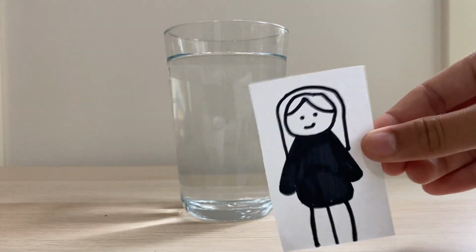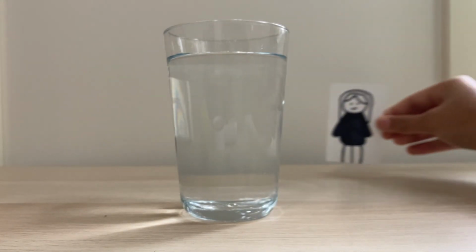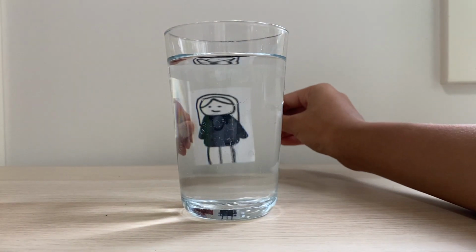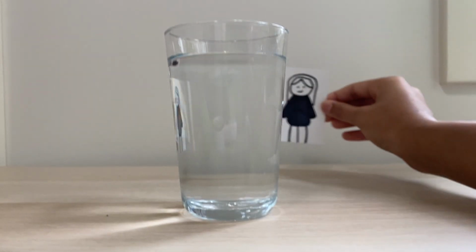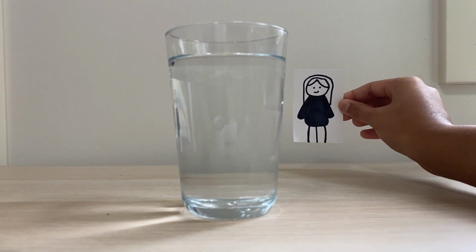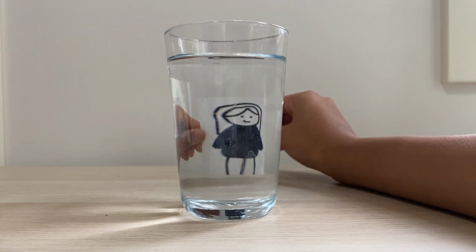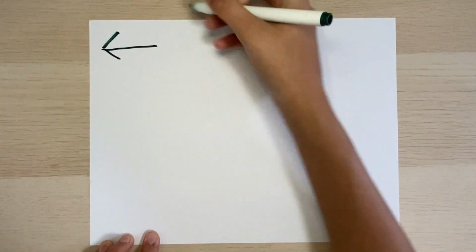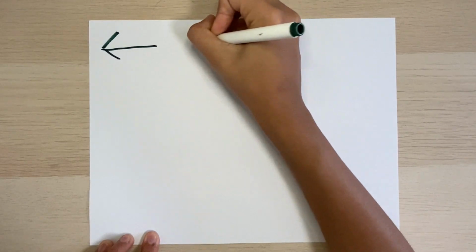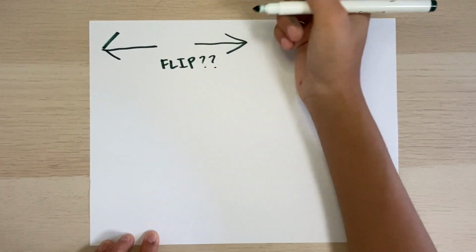Another picture we have is a girl on a piece of paper. In this case, it does not refract. It just stays the same. This is because the girl is symmetrical, so there's nothing to flip around. How did that just happen? This arrow just changed direction. It just flipped. How did that just happen?